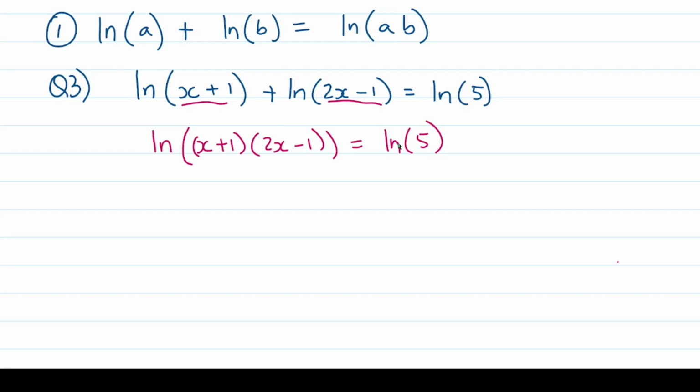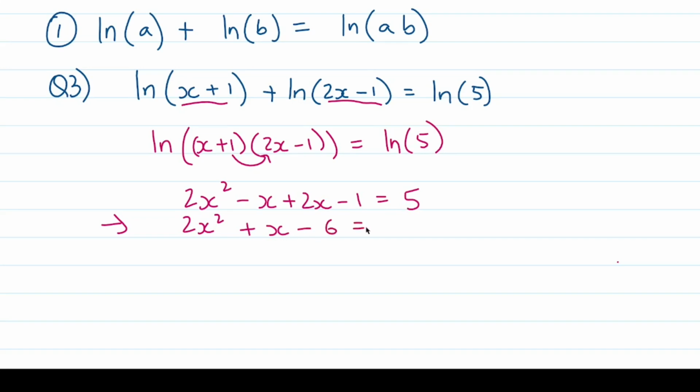Now again, because we're doing ln on both sides, we can make the brackets equal each other. So let's expand the bracket out first. So this will be 2x squared minus x plus 2x minus 1 equals 5. Now simplifying, we can get 2x squared minus x plus 2x will just be plus x minus 1 minus 5 will give us minus 6.